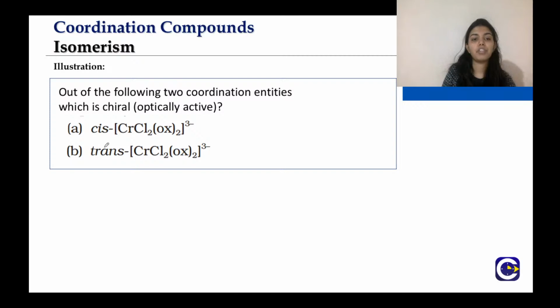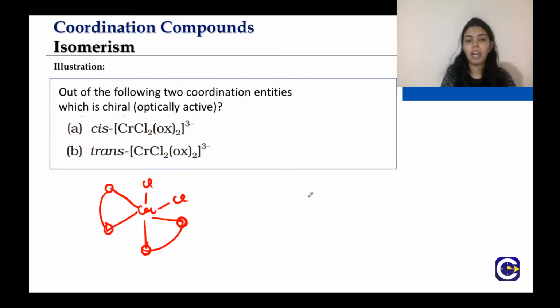I'll draw the structures for you. One is cis. This will be somewhat like this, Cl. And then you will be having oxalate here, oxygen, oxygen, and here you will be having oxalate. Yeah, this is the cis isomer and this one is the trans isomer. Cl, Cl, oxalate here, and let us say oxalate here, both having oxygen atom.